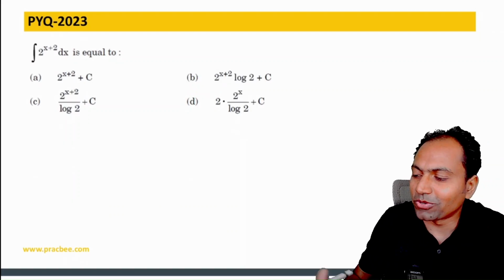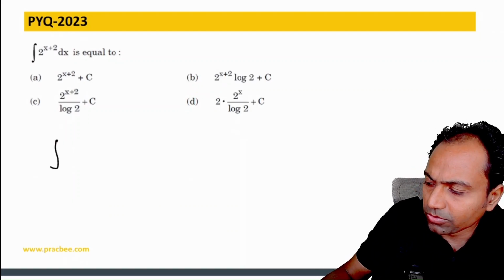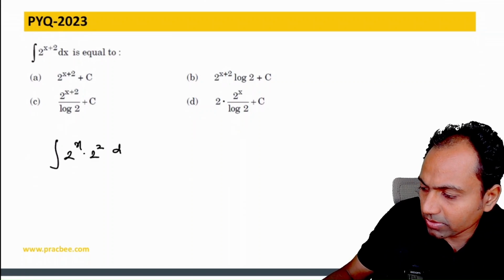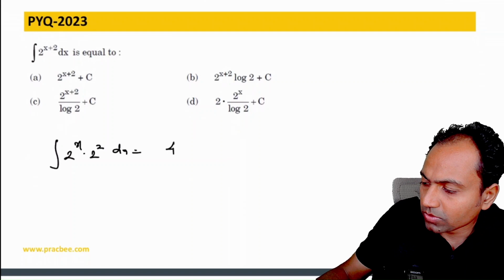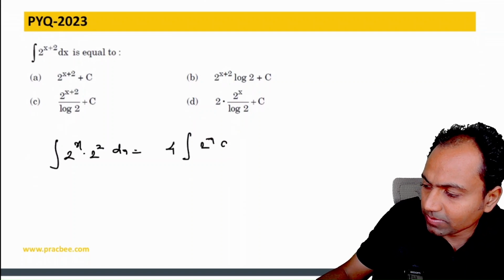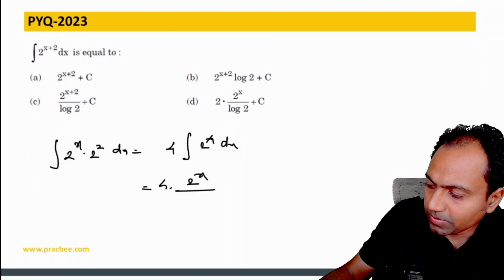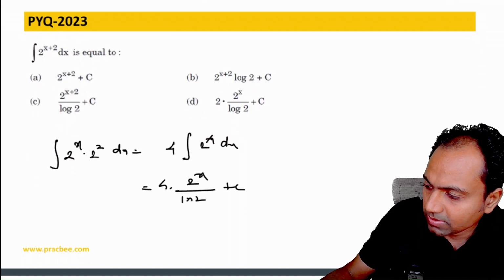If I talk about this 2023 question, again we can break it down into 2 parts. So we can write this as 2 raised to the power x into 2 raised to the power 2 dx. 2 raised to the power 2 is 4, can be taken out of the integral. And this becomes nothing but our standard integral. We can write this as nothing but 2 raised to the power x by ln 2 plus c.